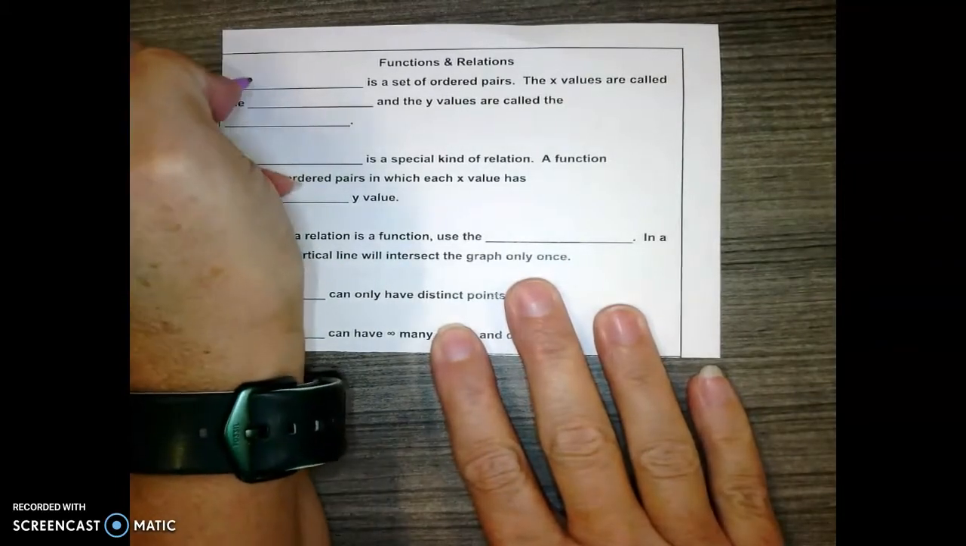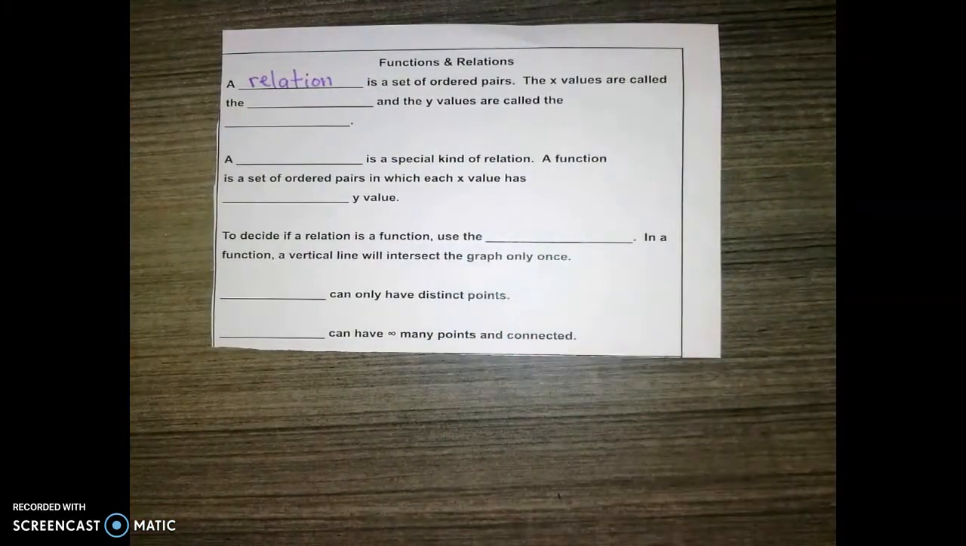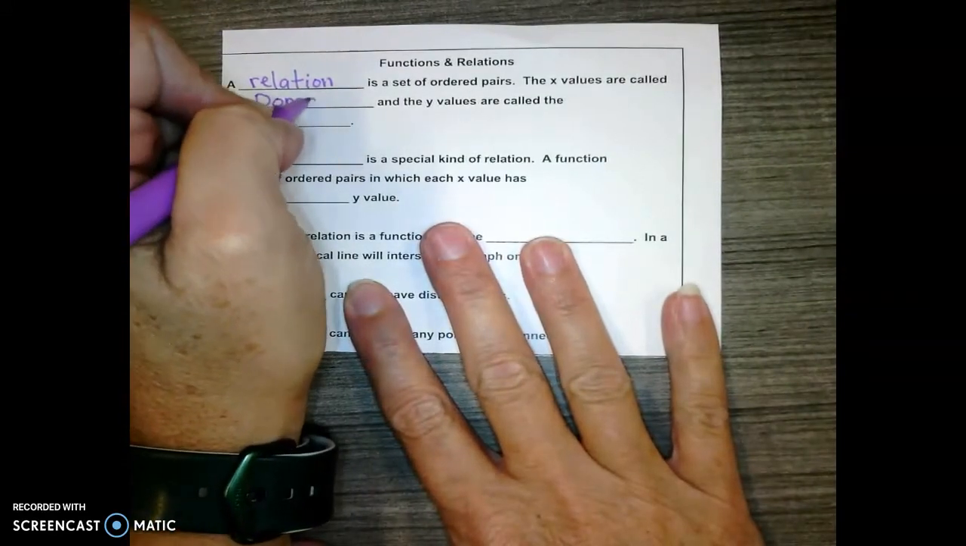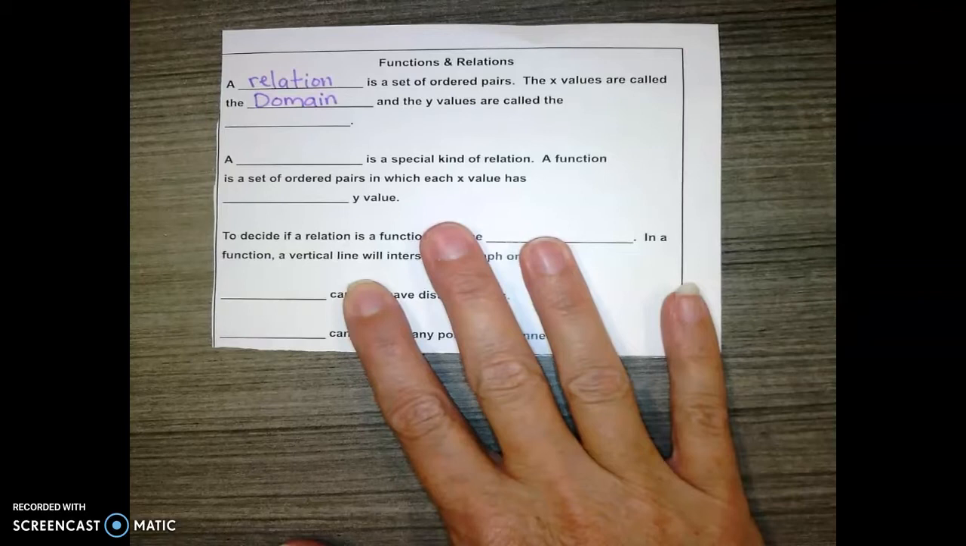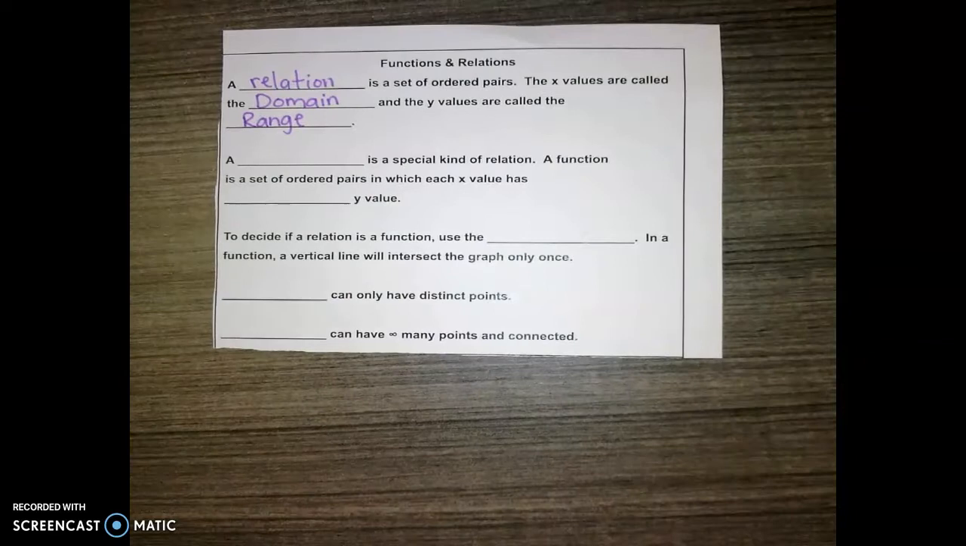We have a relation, which is a set of ordered pairs. The x values are called the domain, and the y values are called the range. Okay, so a set of ordered pairs, that's our x coordinate, y coordinate, an ordered pair. So any set of ordered pairs is considered a relation. We call the x values domain and the y values range, and that's different from the statistical range that we had in earlier grade levels.